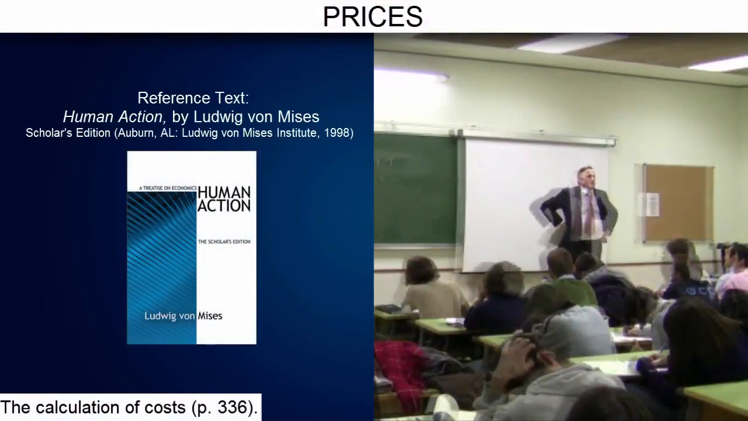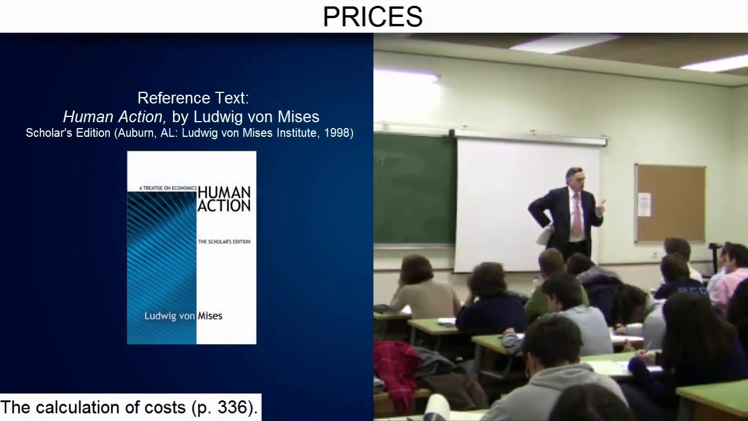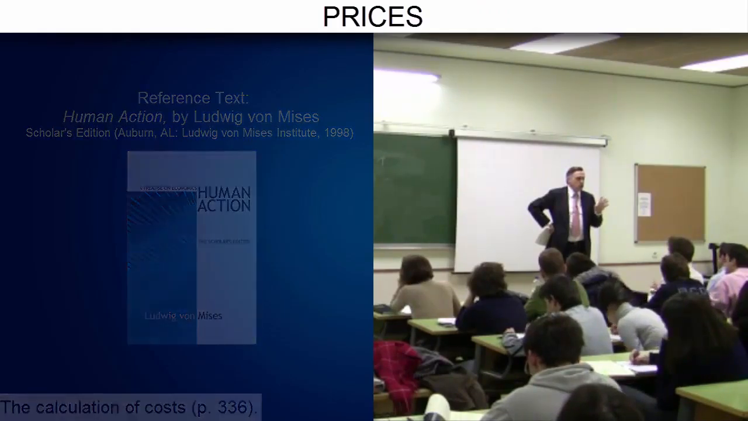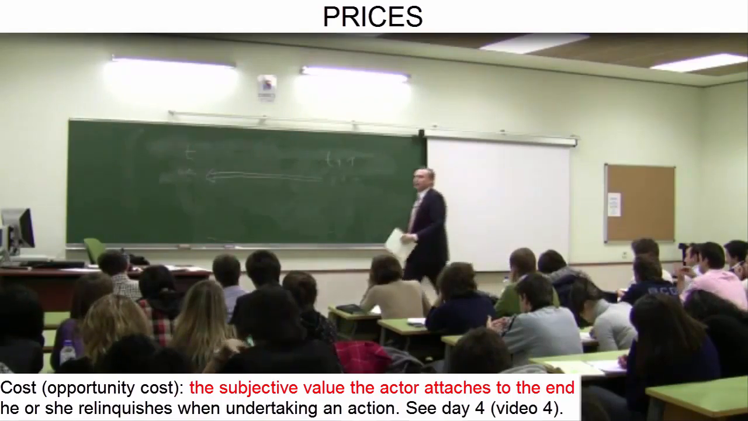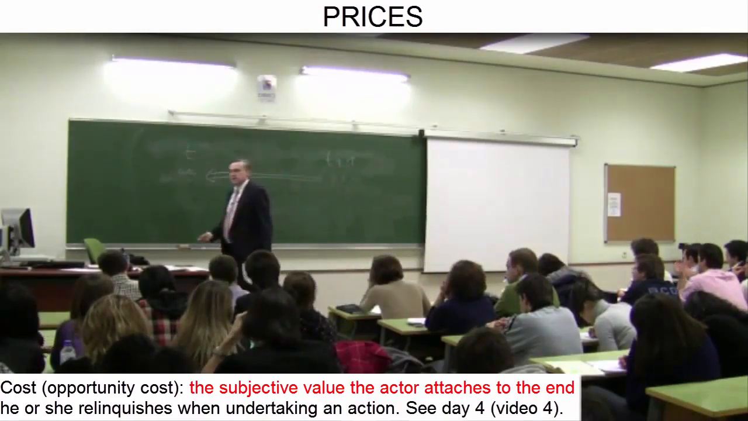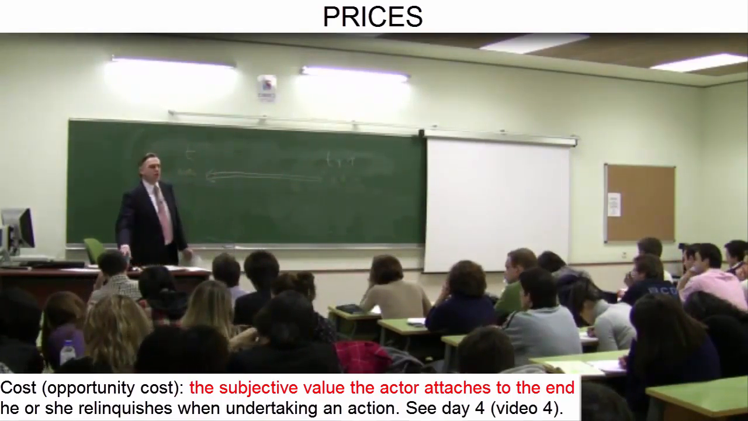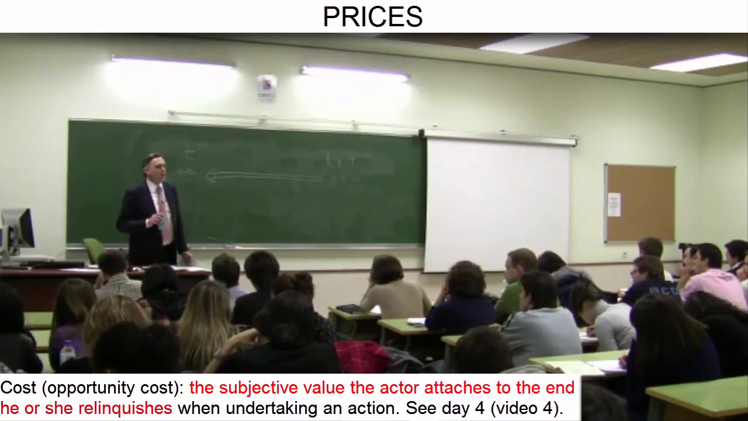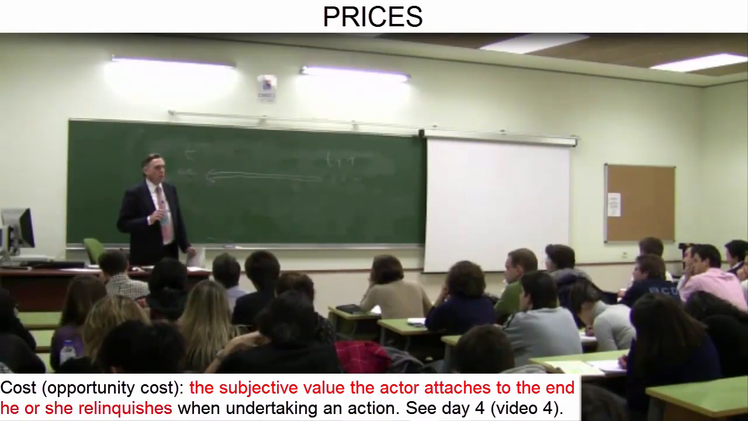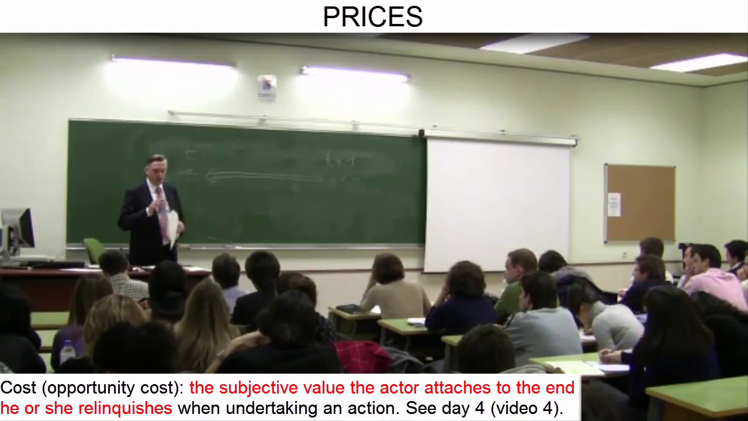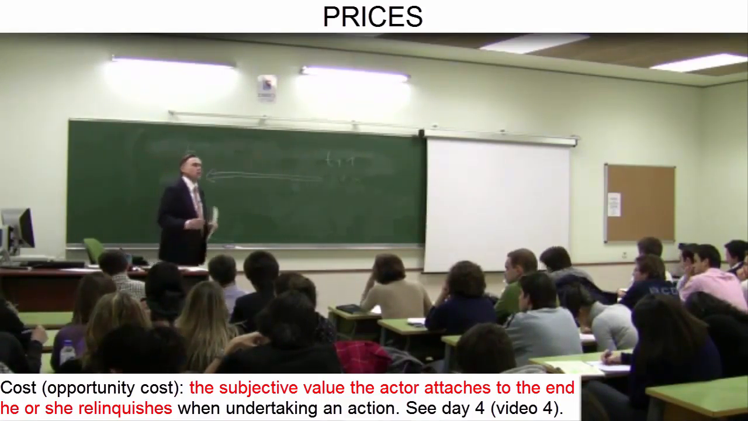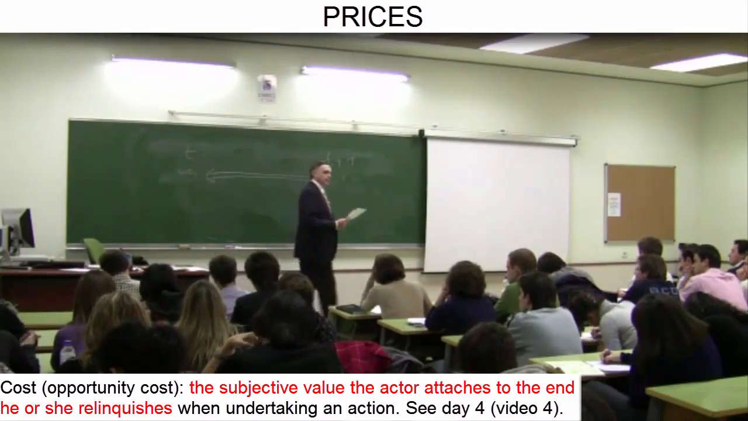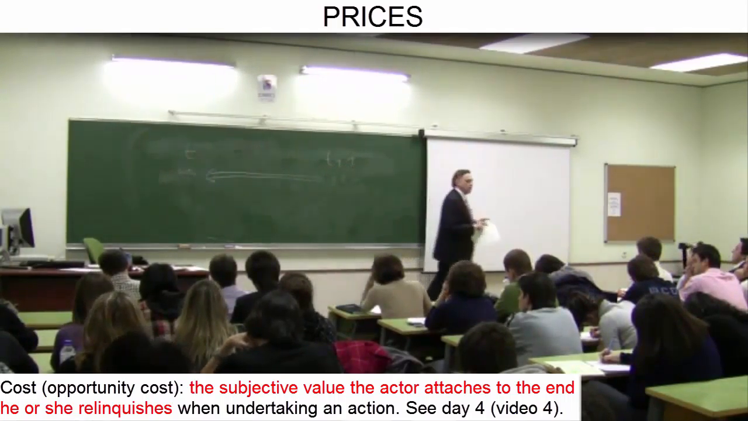Ultimately, what are costs? At the beginning of the trimester, we defined cost as the subjective value the actor attaches to an end, but not to the end he pursues by acting, but precisely to the end he relinquishes when he decides to embark on a particular course of action. That is the subjective concept of opportunity cost.